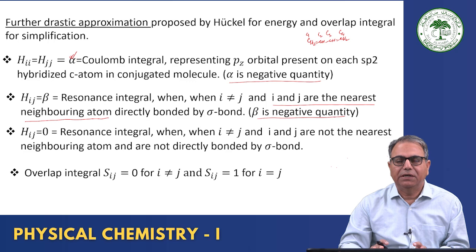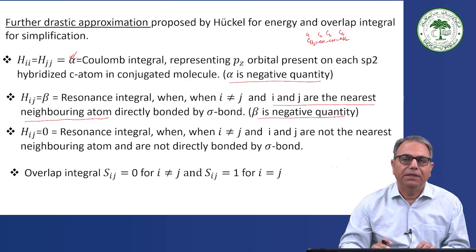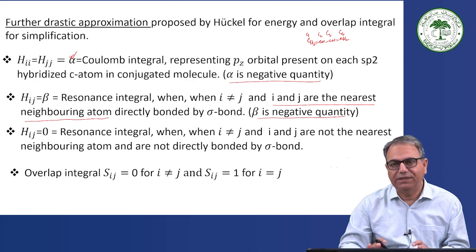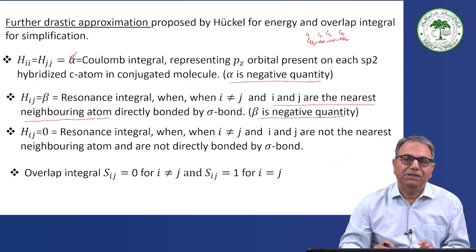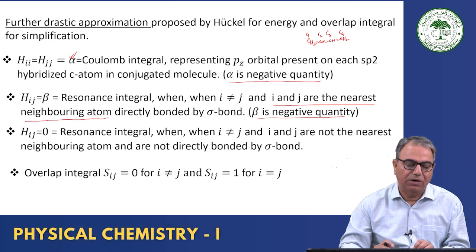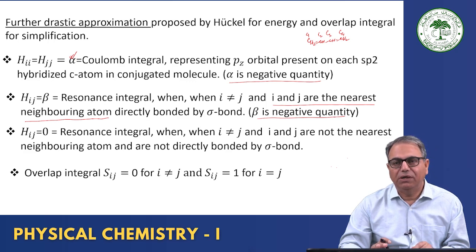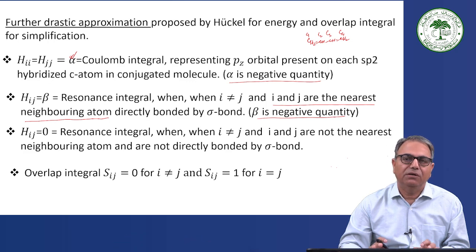Okay. Once you have written the secular determinant, then the terms present in the secular determinant are again approximated and given a different symbol. So all HII and HJJ, if you have similar number present in the subscript of the Coulomb integral, then you write HII, HJJ is equal to alpha, given a new symbol. This alpha is a negative quantity. Hij, when you have different numbers in the subscript, it will be the exchange integral or resonance integral. So all resonance integrals, which are represented as Hij, will be given a beta symbol, and this will be beta only when i and j are the nearest neighbors. If they are not the nearest neighbors, then Hij is given a value of 0. Okay. So only these 4 points, if you remember, you can do the calculations of HMO approximation.